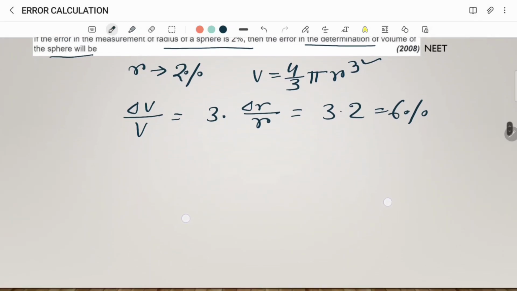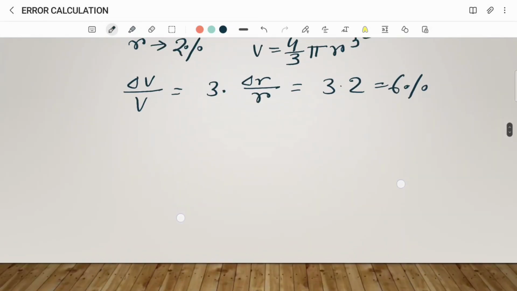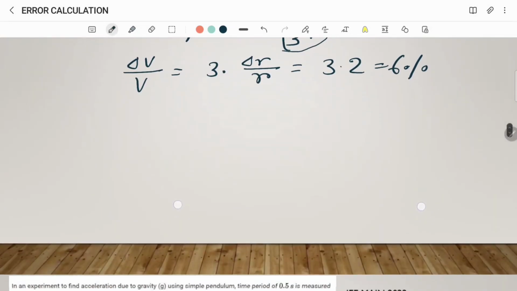The problems are very easy. You only have to understand the basics of it. Ignore the constants in error measurement because they will remain the same. They do not have any error in them.